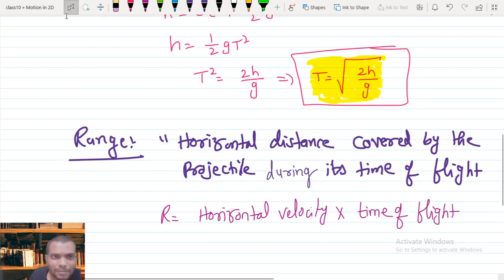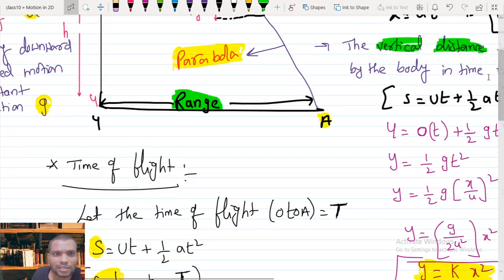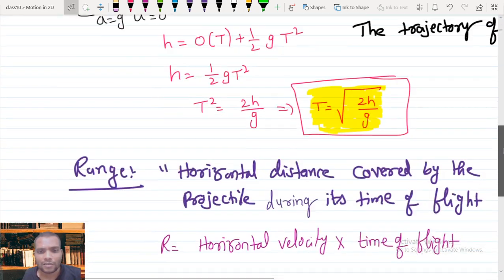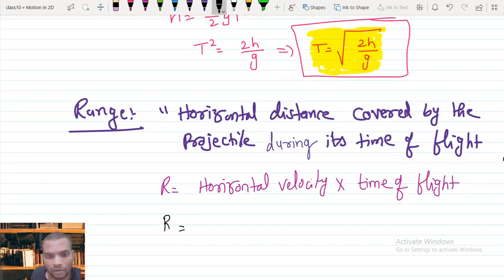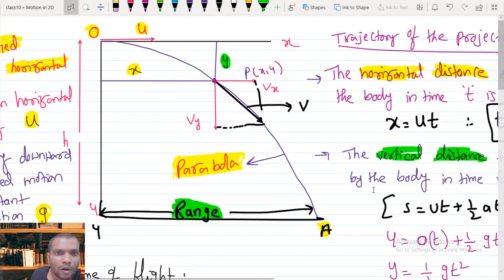So in the figure, range is nothing but the distance covered. Here you can see the horizontal distance from the initial point to the final point is known as the horizontal range. It's also nothing but a distance. So that horizontal range we can get by multiplying the horizontal velocity with the time of flight. The projectile has only the horizontal velocity, because the initial velocity is only horizontal. The horizontal velocity component remains constant throughout the projectile motion. Please remember this point carefully.